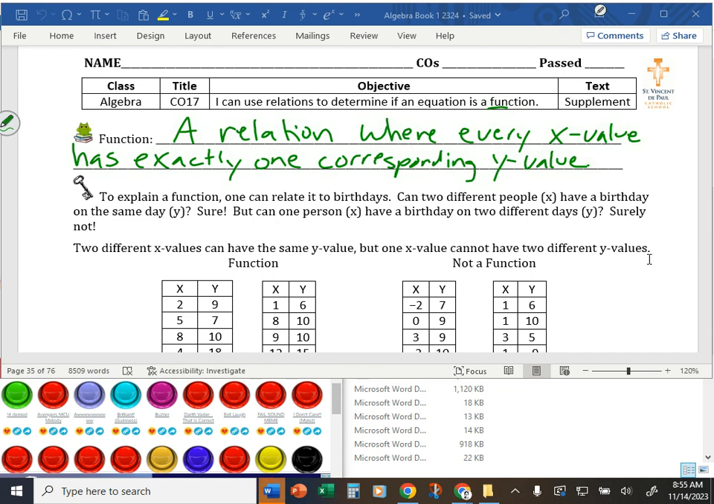It doesn't make a lot of sense. This is one of those definitions. This kind of makes it better. Explain it like birthdays. Using birthdays. One person can have the same date. Multiple people can have the same date. So let's take a look at some of the examples.